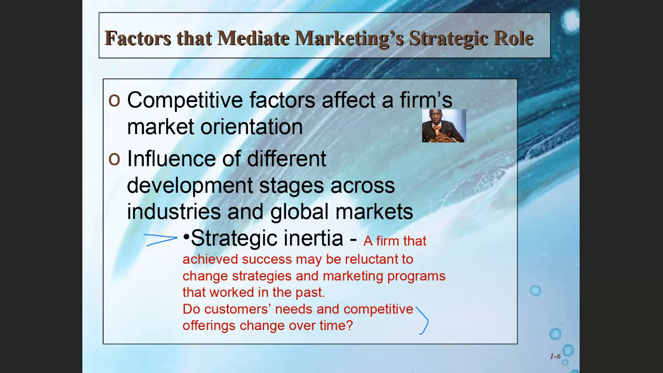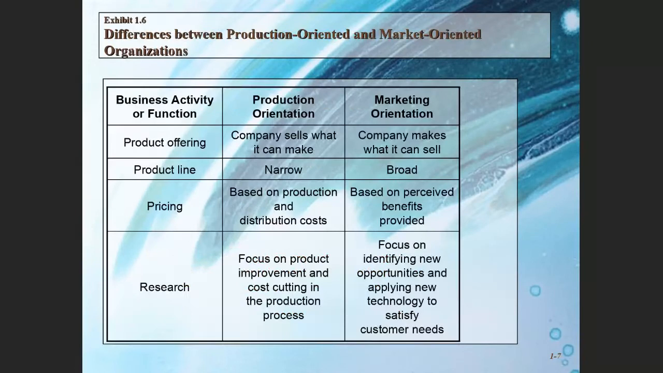Absolutely, McDonald's doesn't just sell hamburgers and French fries and milkshakes anymore like they once did. Now they have all sorts of stuff, right, including iced coffees and salads and muffins and various other things. So let's look at the difference between a production-oriented firm and a market-oriented firm.